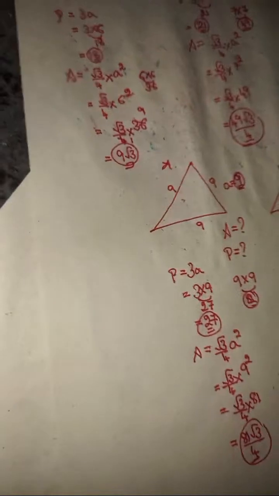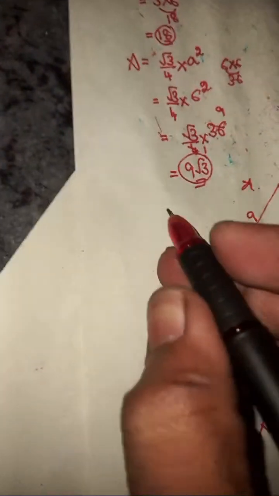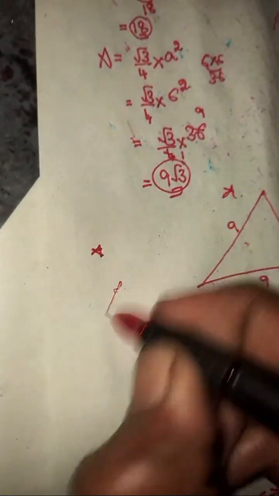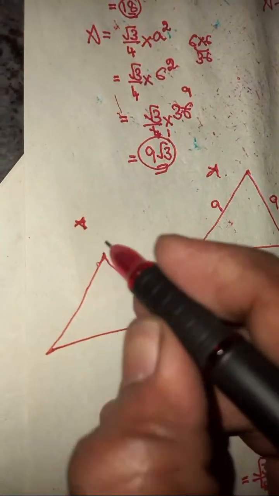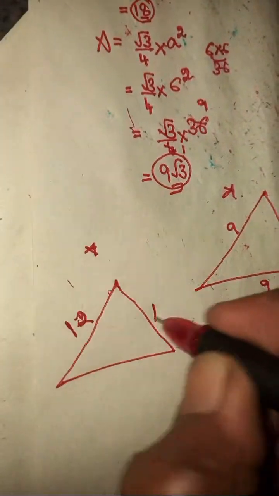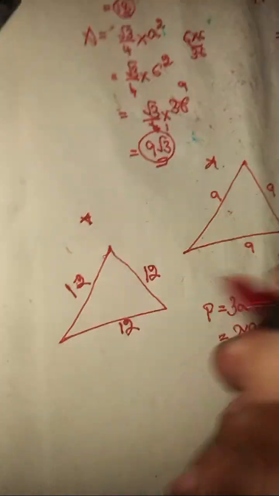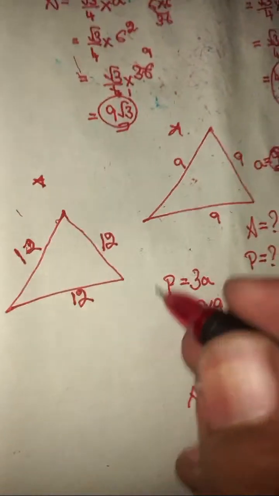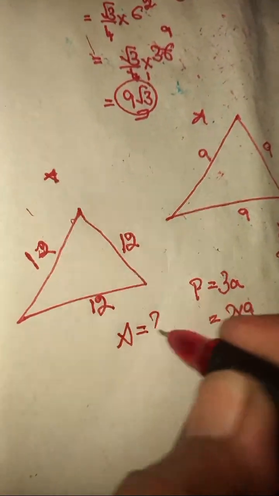Let's take one more triangle. In this triangle, you can take this as equal to 12 units. All sides are equal to 12 units. When all sides are 12, what's the area and what's the perimeter? Let's take 1 minute.